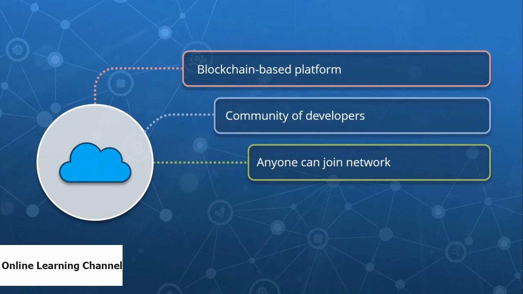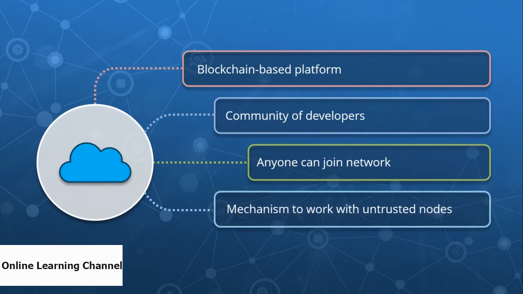Of course, when you open up the network so that anyone can participate in it, there will be instances where some nodes will try to bend the rules of the system. To prevent this from happening, there need to be mechanisms in place which allow participants to work with other nodes whom they do not trust. For this purpose, Ethereum implements something known as the proof of work consensus algorithm, and this is something we will cover in depth later on in this course.